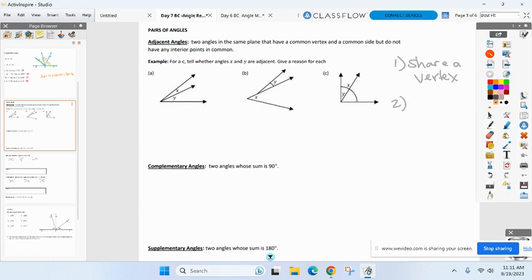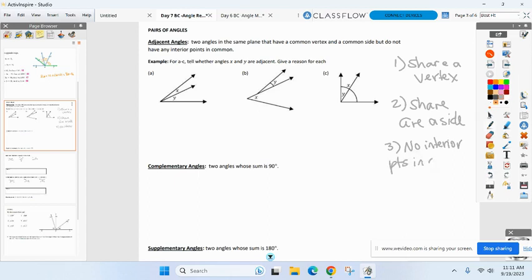They also need to not only share a vertex, but they also need to share a side. They have to have a side in common, or a ray in common. And then the final thing here, it's not going to make too much sense, but it'll make a lot of sense when I show you the first example. No interior points in common.